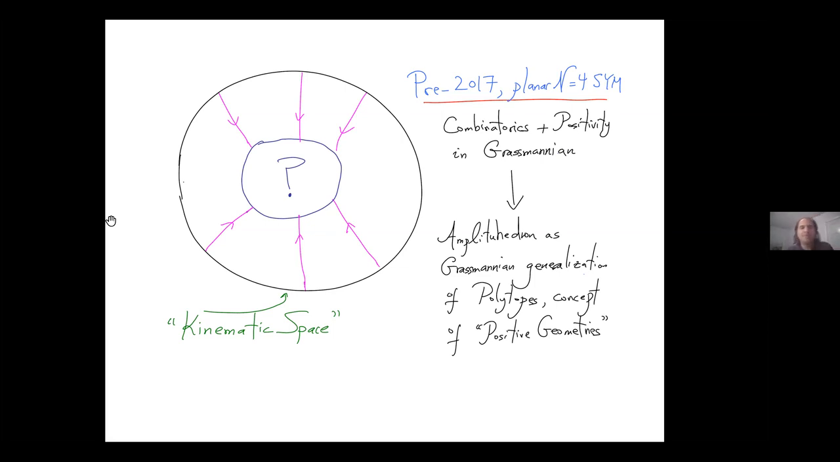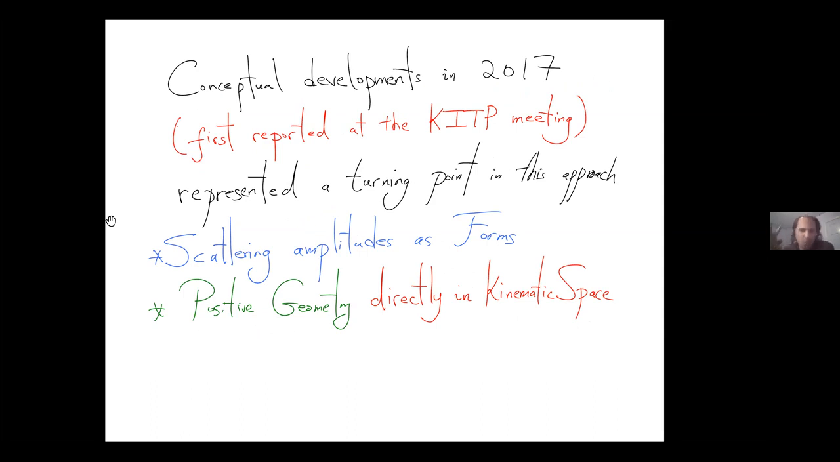Now, something important happened in 2017. In fact, it was first reported at the KITP meeting in 2017 that represented a turning point in this entire approach. The main idea is that we can see all of these things no longer in auxiliary spaces, but directly in kinematic space. So scattering amplitudes are differential forms, and we can see the positive geometry directly in kinematic space.